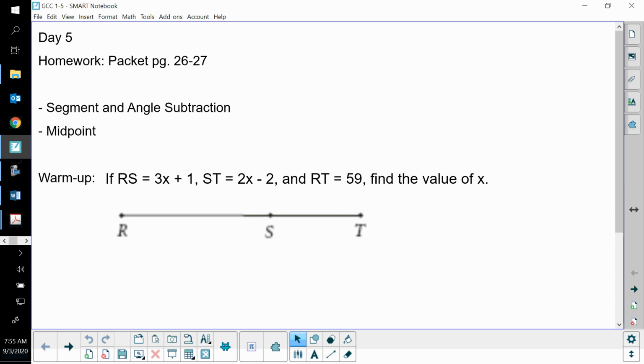All right, we're on day 5. Packet page 26 to 27 is your homework. We're going to look at segment and angle subtraction today as well as midpoint.